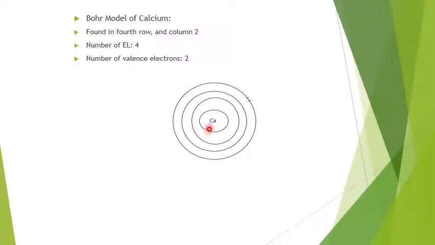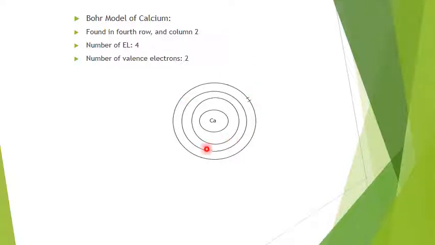All right, here's the Bohr model of calcium. All right, quickly, we don't have to do the orbital energy diagram or electronic configuration. We can just figure it out from the periodic table. It's in the 4th row, so its valence shell is 4, so it has 4 levels, 1, 2, 3, 4. It has 2 valence electrons. It's in column 2, so 2.